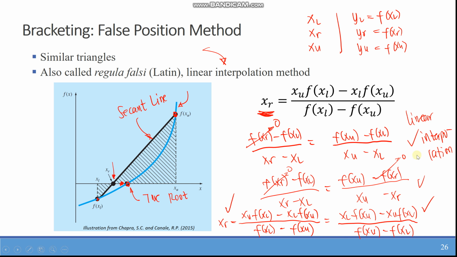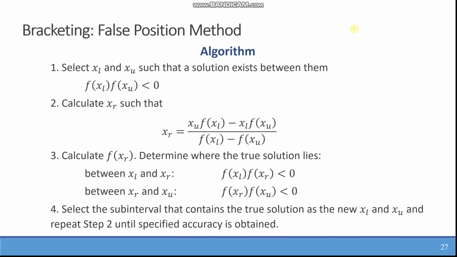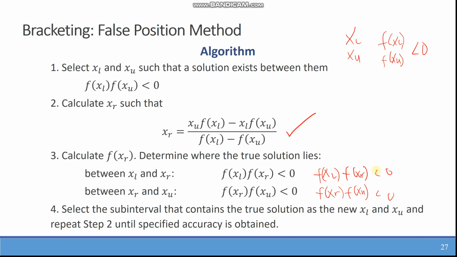The algorithm is quite similar to the bisection method. You have the lower and the upper guess, and then you check if the product of the functions of the lower and upper guess is less than 0. If it is less than 0, then a root exists, and you just use the formula to get the approximate root of the nonlinear equation. Then you compare the functions of the lower guess and the calculated root, and the functions of the calculated root and the upper guess. See which of the two is less than 0, and then you just change the lower guess and the upper guess accordingly.